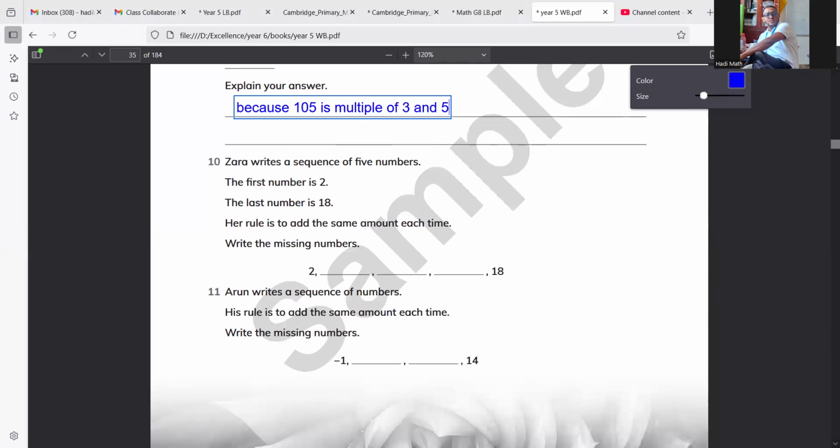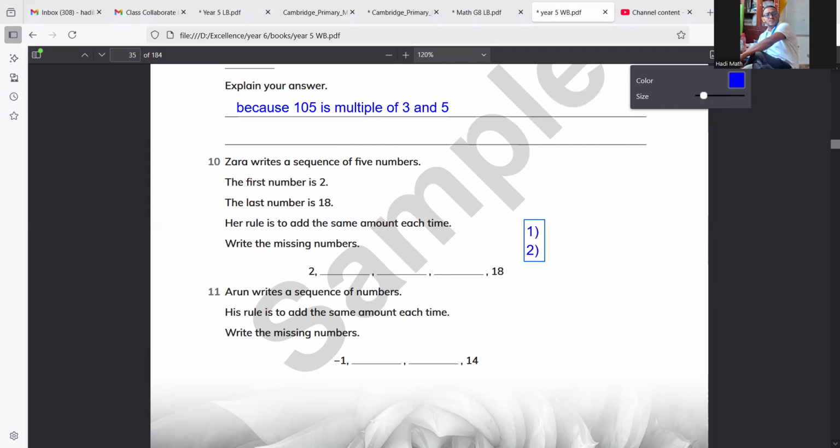Zara writes a sequence of 5 numbers. The first number is 2, and the last number is 18. Her rule is to add the same amount each time to write the missing numbers. When we have such questions, we do it in 2 steps: step number 1 and step number 2. If you understand the 2 steps, things will be fine.